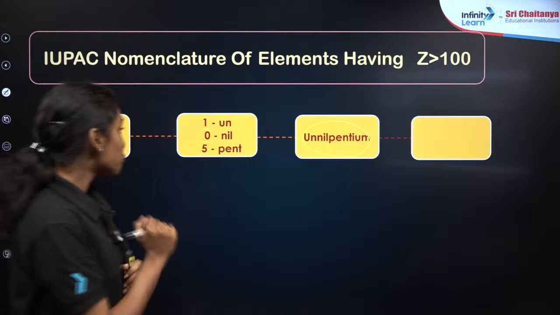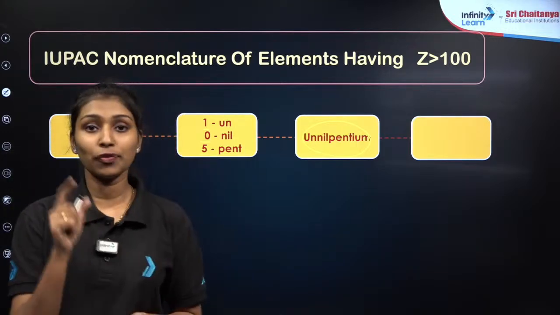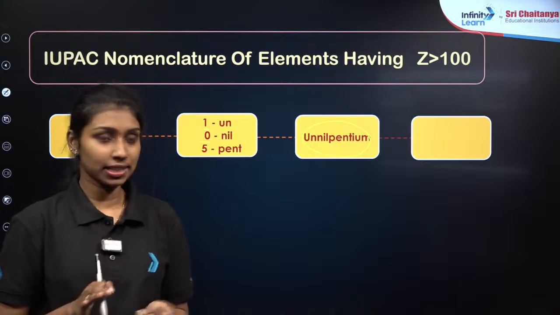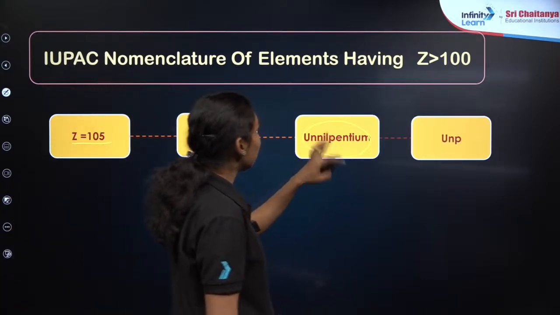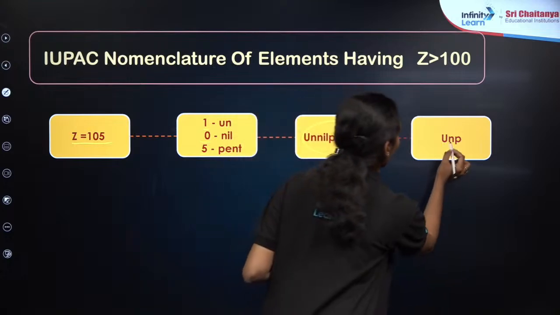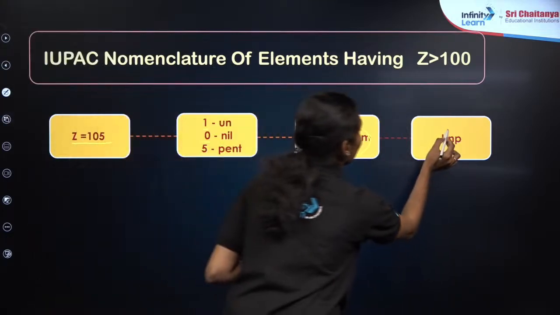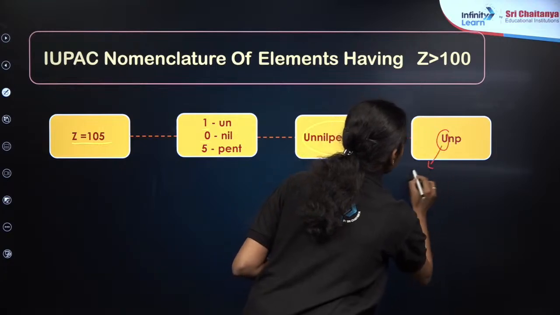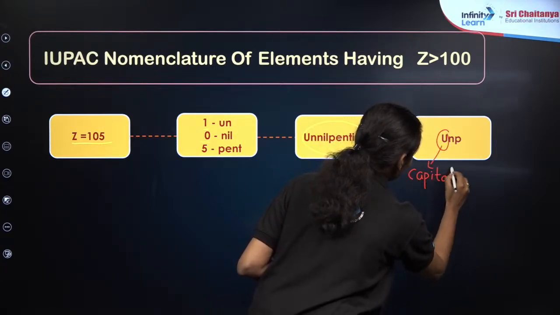Then we have to find the symbol also. As I already mentioned, in the case of the symbol of an element, there will be 3 letters. So for this element, I am taking the first letters of the 3 roots: U, N, P. The first letter should be capitalized. Clear?